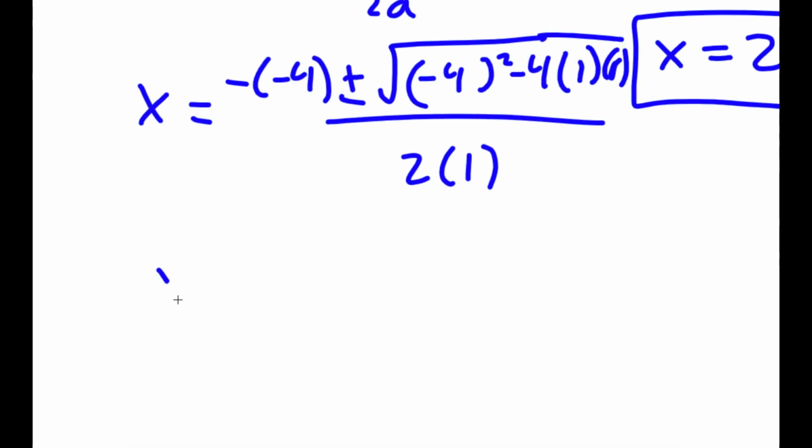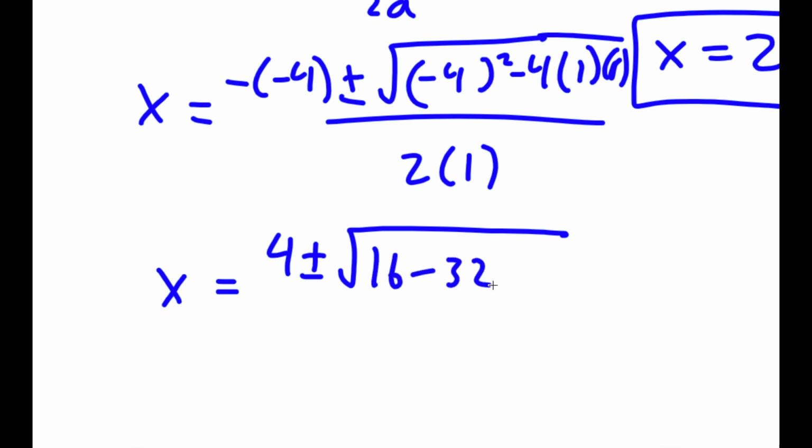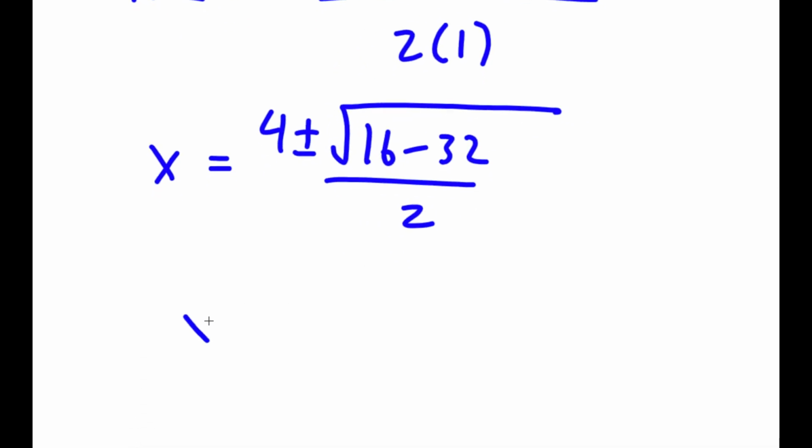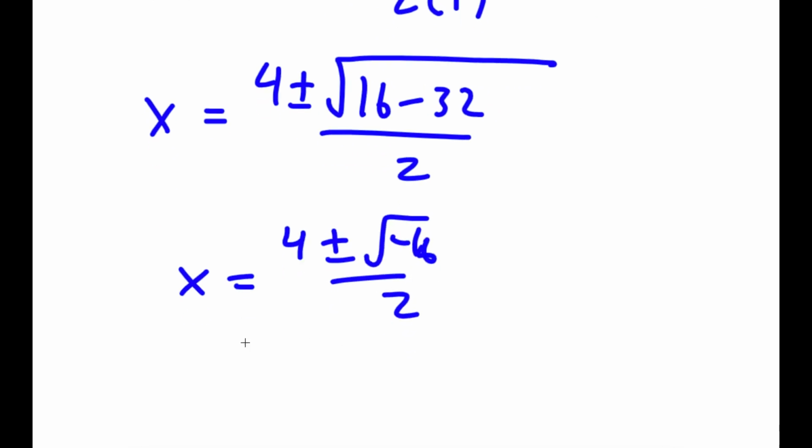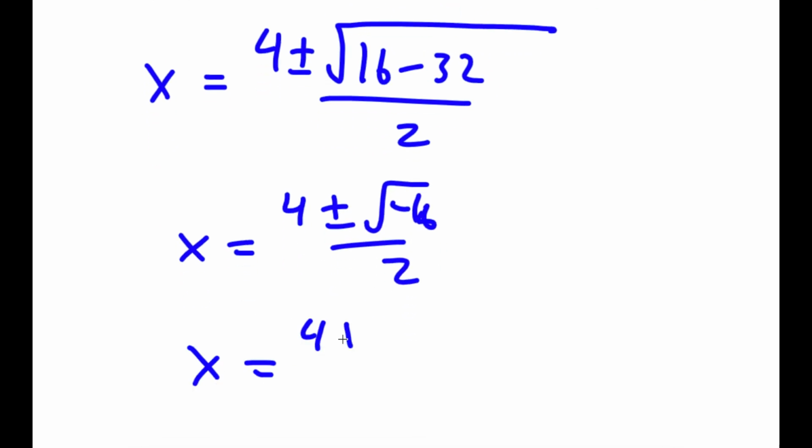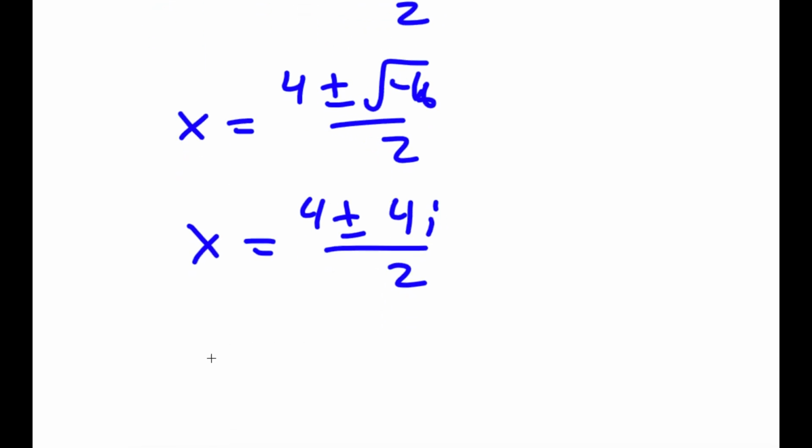Now this is equal to 4 plus or minus the square root of (-4)^2, which is 16, minus 32, over 2, which is equal to 4 plus or minus the square root of -16 over 2, which is equal to 4 plus or minus 4i over 2, which is equal to 2 plus or minus 2i.